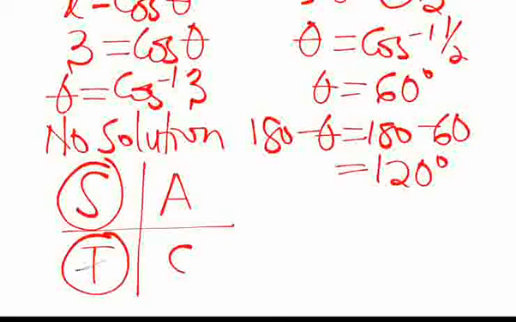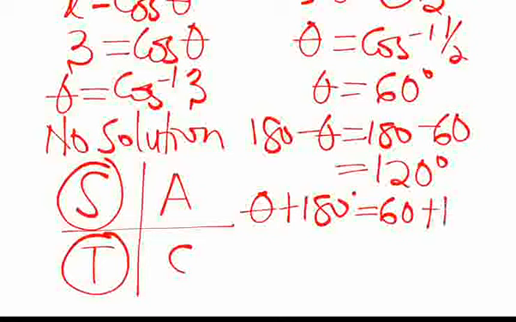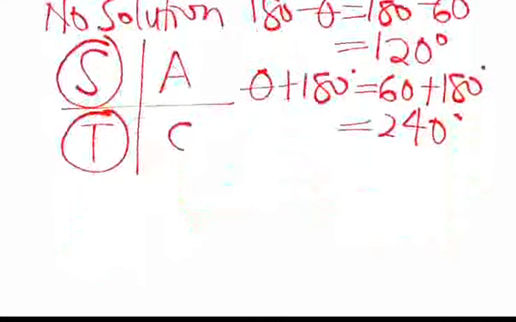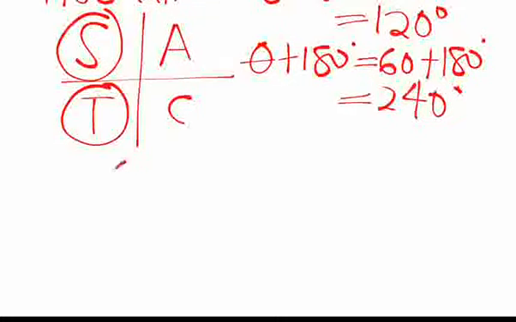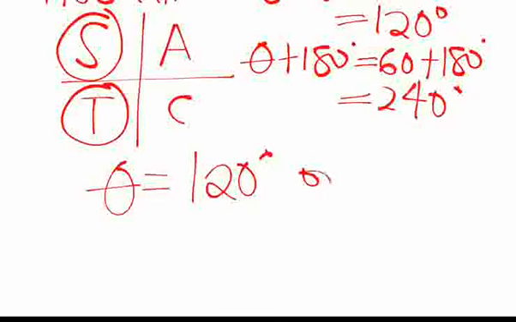In the third quadrant, the value is theta plus 180 degrees. So our theta is 60 plus 180 degrees. That will give us 240 degrees. So the actual solution to this question is that theta is equal to 120 degrees or 240 degrees.